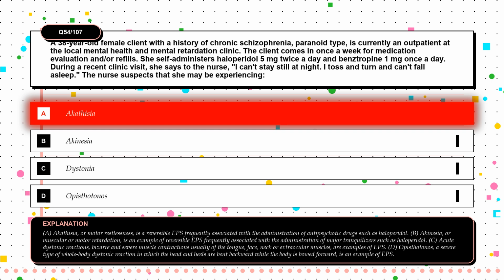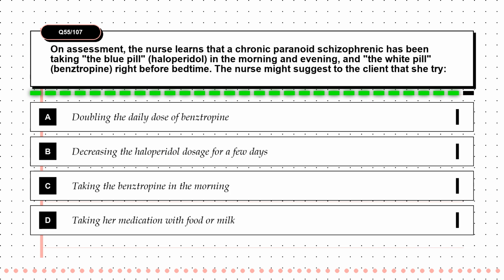muscles are examples of EPS. D. Opisthotonos, a severe type of whole-body dystonic reaction in which the head and heels are bent backward while the body is bowed forward, is an example of EPS. Question 55. On assessment, the nurse learns that a chronic paranoid schizophrenic has been taking the blue pill haloperidol in the morning and evening, and the white pill benztropine right before bedtime.